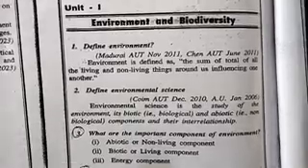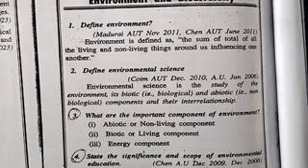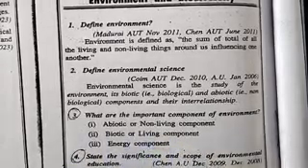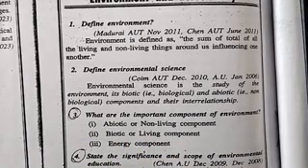Third question, what are the important components of environment? Abiotic or non-living component, biotic or living component, and energy component. So these three things are the important components of environment.